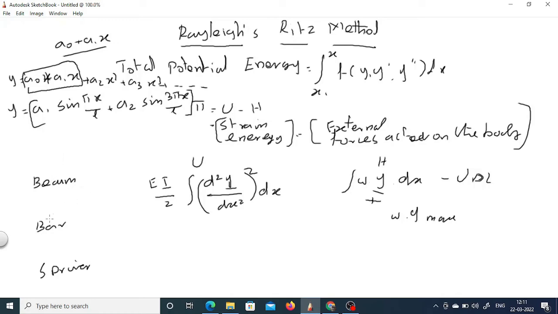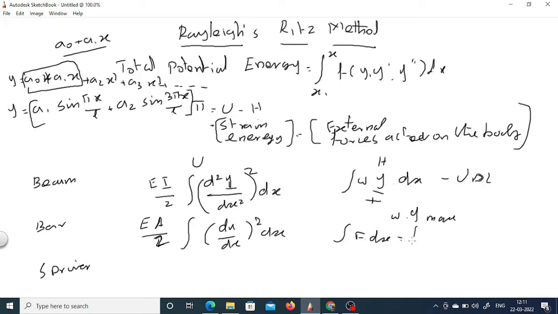If our problem has a bar element, how can we solve for the bar element? To determine U, we can utilize E into capital A divided by 2, integral of du by dx square into dx, which is the formula we can utilize to solve the problem. After that, how can we solve for H? Yes, for H we can place integral of f into dx.